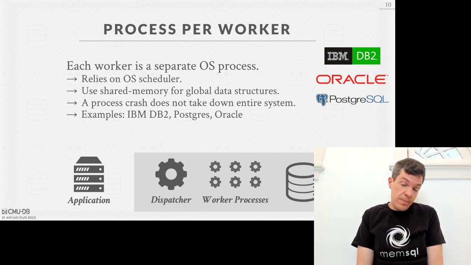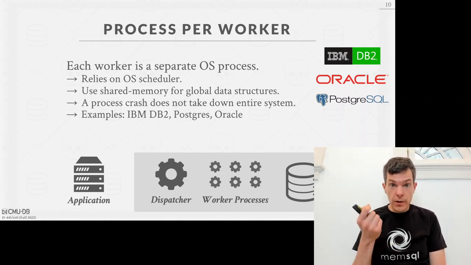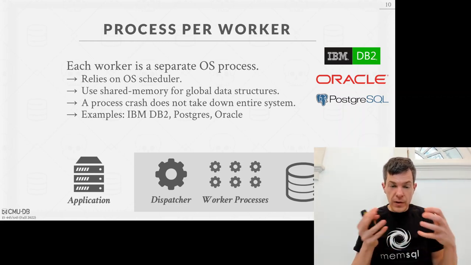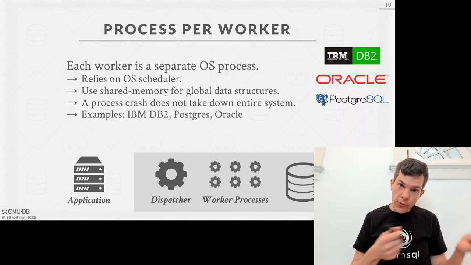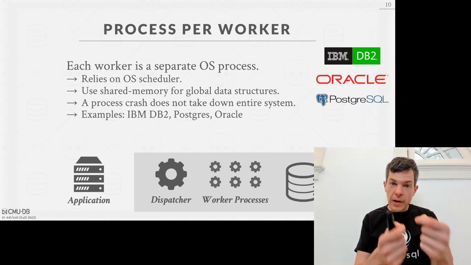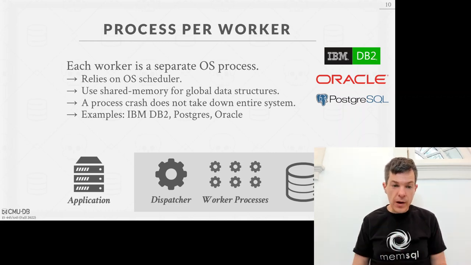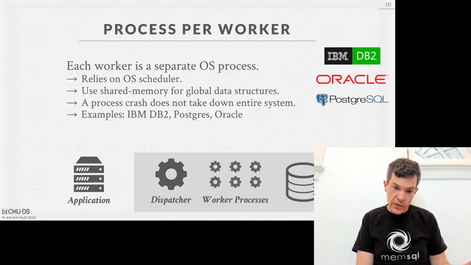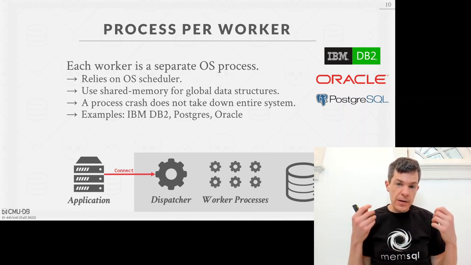So the process per worker is exactly as it sounds. Each worker in our database system is going to be a separate OS process, meaning we're going to call fork when the system starts up and starts a bunch of worker processes. And there's going to be some coordinator, or we'll call it dispatcher. In Postgres, they call this the postmaster. But it's responsible for knowing, here's all the processes I forked, and keeps track of whether they're alive or not. So now in the application, assuming this is external to the database system, it submits a request to connect to the database system. So assume this gray box here is our database system process.